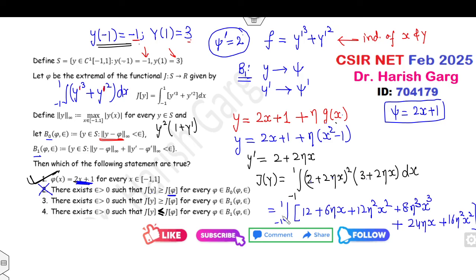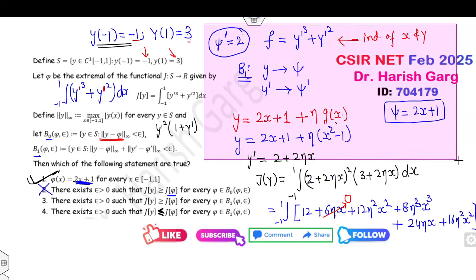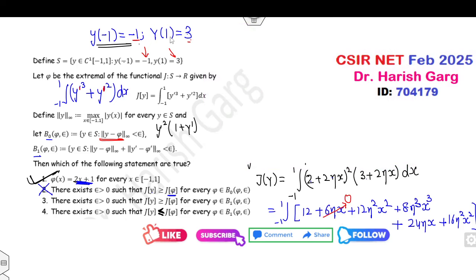Now you can see that it is from minus 1 to 1. This is an odd function, answer is 0. Let me write here. Fine, so the first one is 12, then 24, plus this is 0, x cube, 0. This is my 0. It is my x cube by 3. So that will be my 24 eta squared by 3 plus this is again an even function, so it is 32 eta squared by 3. Is it fine? Now, this is the value of J of y.